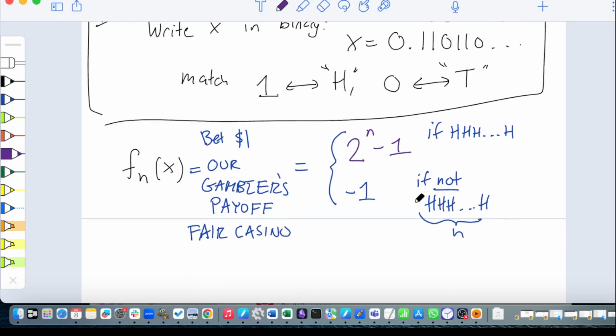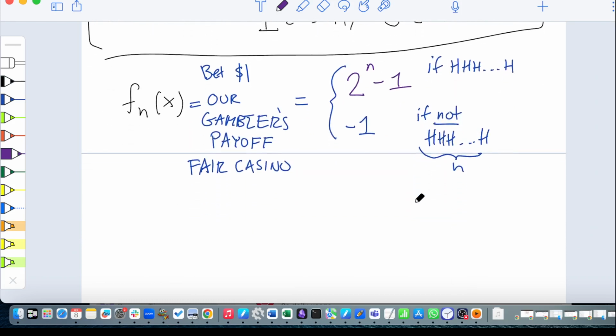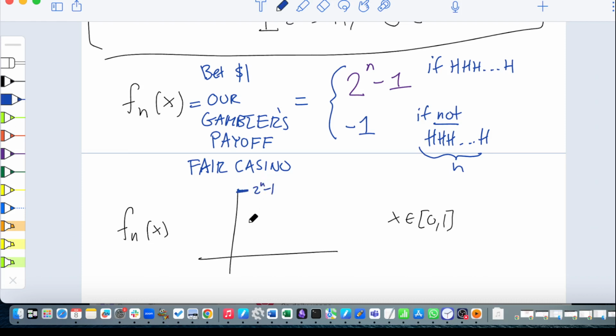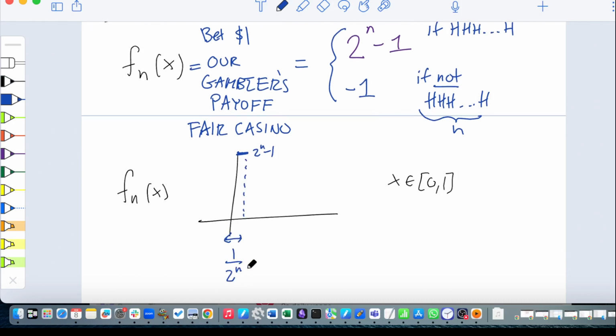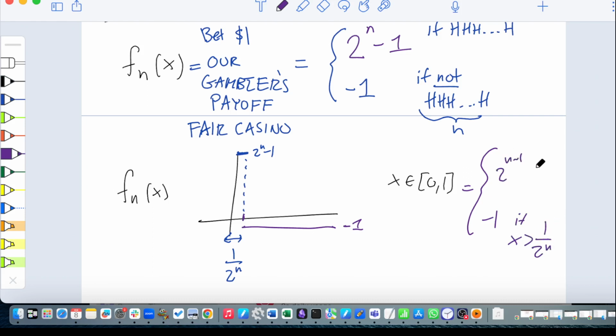Okay, so there's a very nice function, fn. And actually, I will draw a picture for you of fn of x now. Fn of x, you can think about it as a function on 0, 1, right? X is in 0, 1. It's a very simple function. It looks like this. It's 2 to the n minus 1 on the first interval of length 1 over 2 to the n. And it's negative 1 everywhere else. So it's the function which is negative 1 if x is bigger than 1 over 2 to the n, and it's 2 to the n minus 1 if x is between 0 and 1 over 2 to the n.